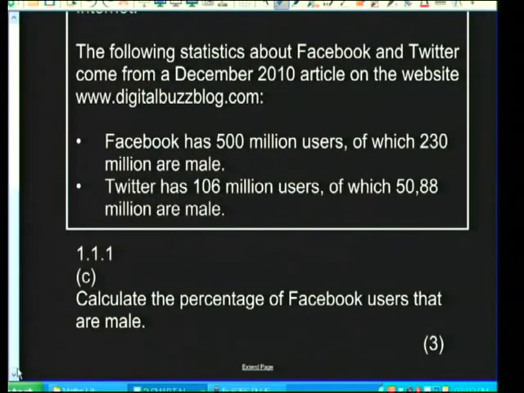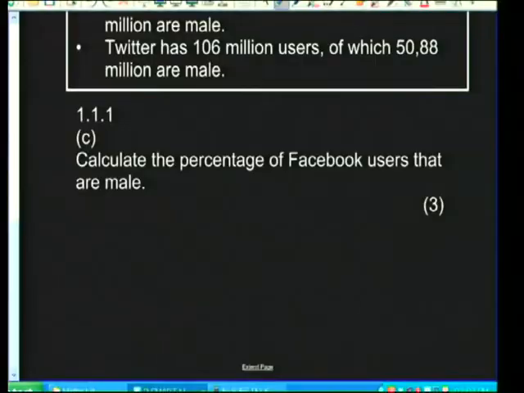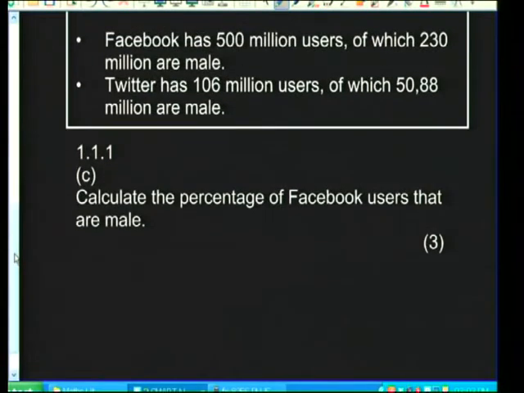Calculate the percentage of Facebook users that are male. All right, now, whenever I hear the word or see the word percentage, I know that the number 100 has got to fit in there somewhere, because percentage means out of 100, doesn't it? So where am I going to find the 100? Well, let's look. The percentage of Facebook users that are male. We know that we have 230 male. So I'm going to say I've got 230 million over 500 million. I'm going to multiply that by 100 to find out the actual percentage.